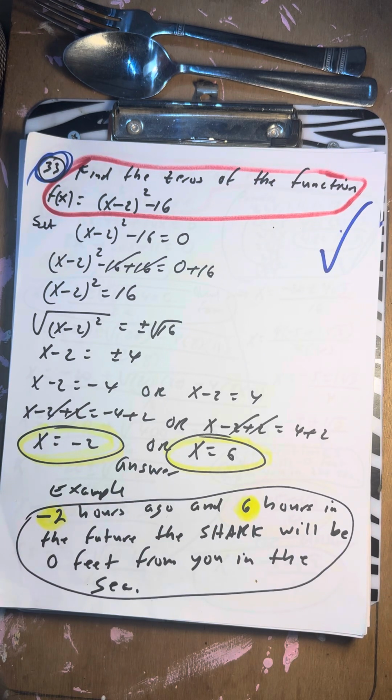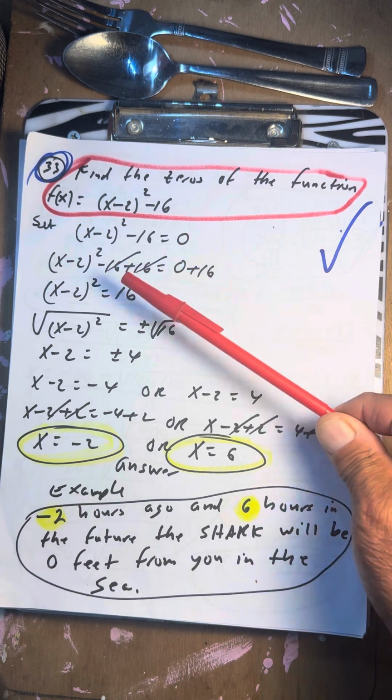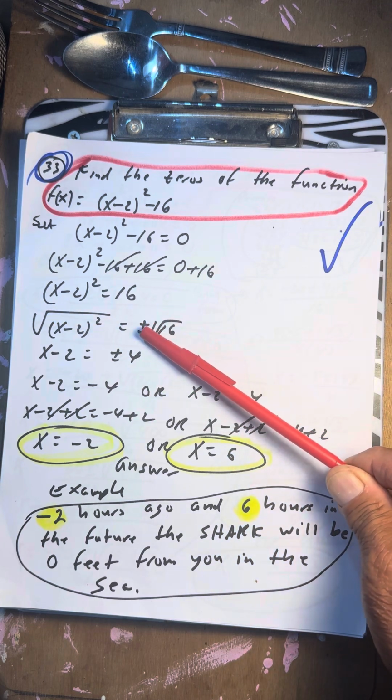Find the zeros of the function. All right. Set that equal to 0. Add 16 to both sides. So we have this equals 16. Square root of this side, square root of this side. It's going to give you two answers, plus and minus.